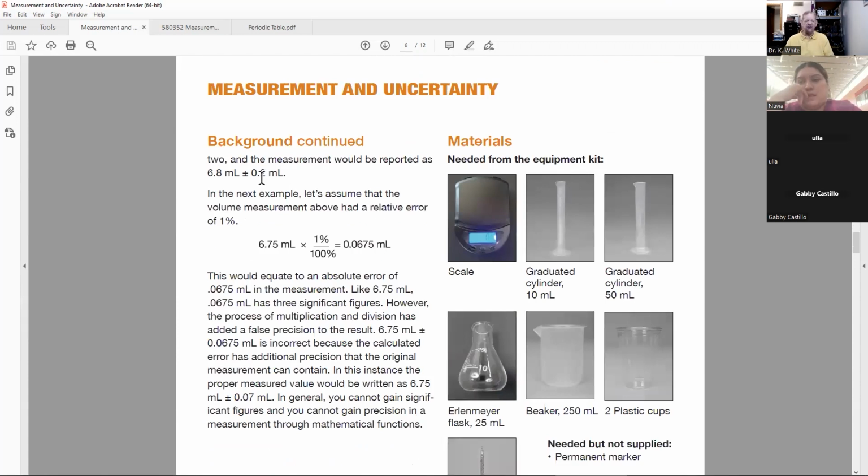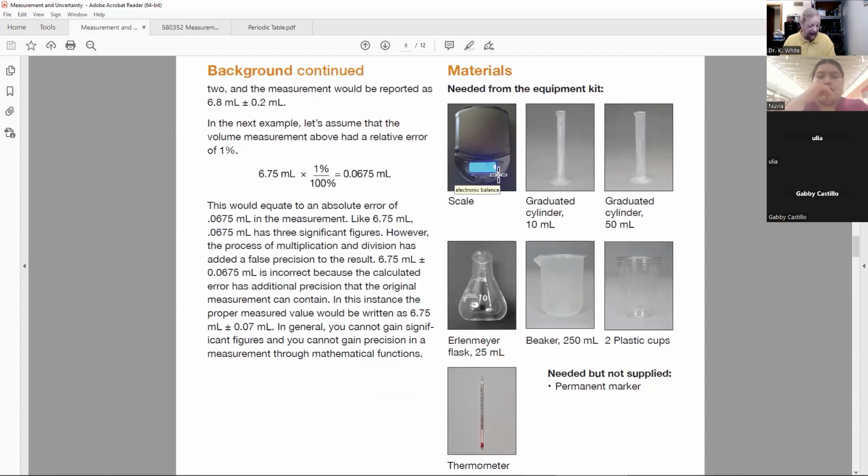And when you take a measurement on certain equipment, you'll see, I don't know about here, I haven't looked, but certain measuring equipment, they'll say plus or minus something, like this is 0.2 milliliters. And that's the error you would have when you make a measurement. Now, you're going to be using the following equipment: your scale, 10 milliliter graduate, 50, I couldn't find my Erlenmeyer flask, 250 beaker, plastic cups. And don't forget, in this tube, you have a nice thermometer.